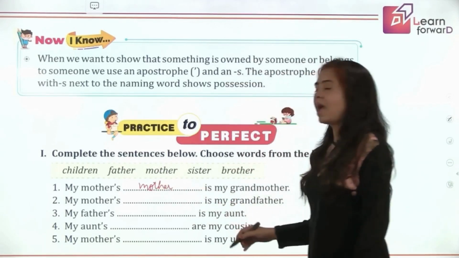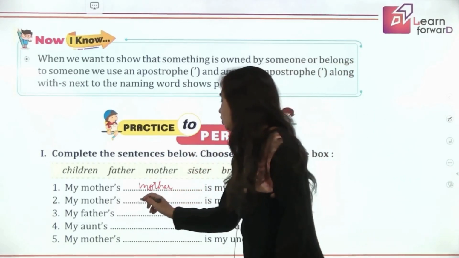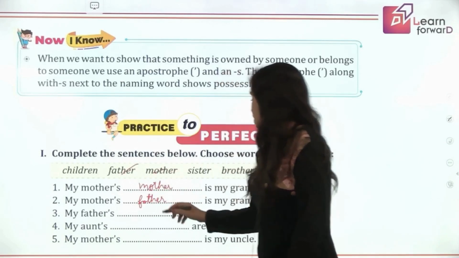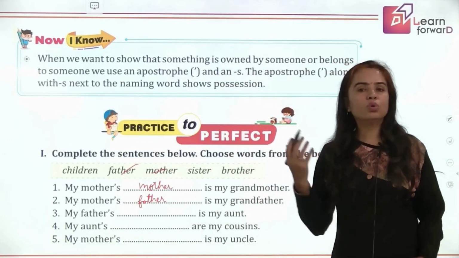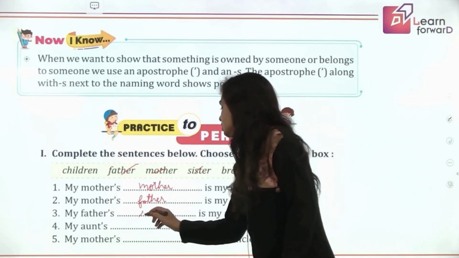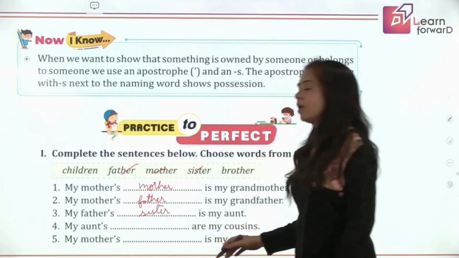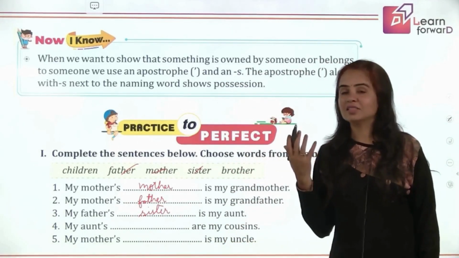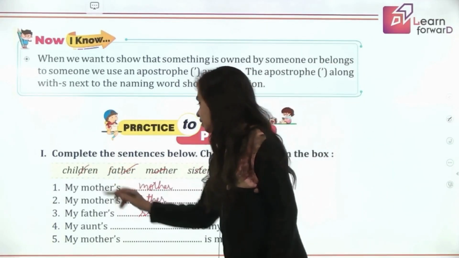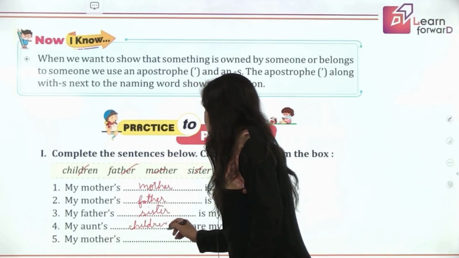My mother's dash is my grandfather. Yes, her father is your grandfather. Very good. My father's dash is my aunt. So who is your aunt? Your father's sister. Good. So this is another relation. My aunt's dash are my cousins. Your aunt's, who are your cousins? Her children. Yes. Her children. That means my aunt's children are my cousins.